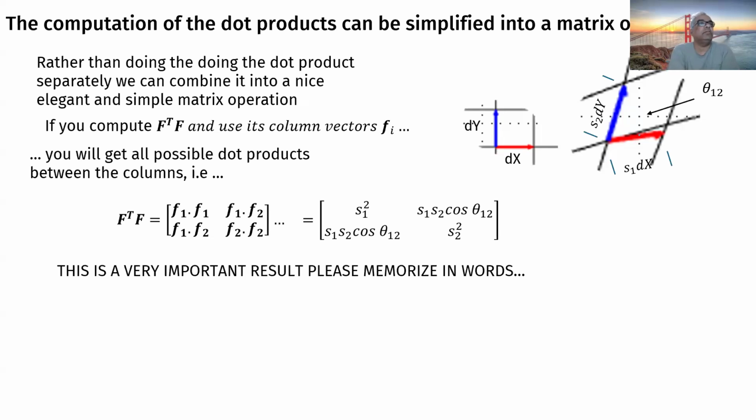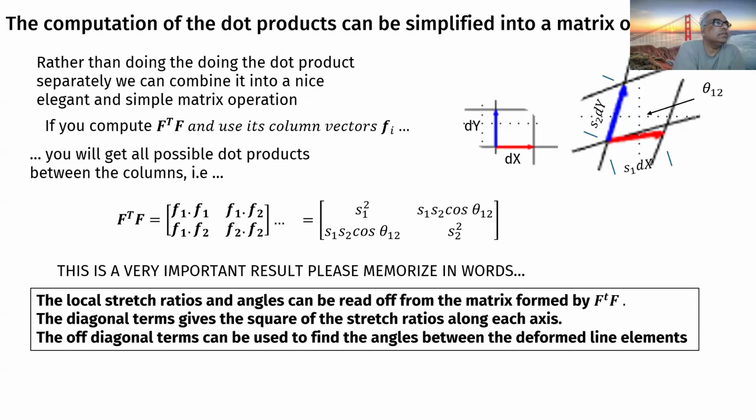This is a very important result. So please memorize this particular structure, and memorize it in words. The local stretch ratios and angles can be read off from the matrix formed by F transpose F. The diagonal terms give the square of the stretch ratios along the axes. Can you see S1 squared and S2 squared? And the off-diagonal terms can be used to find the angles, because it was S1 S2 cos theta 1,2. So once I know S1 and S2, I can find out cos theta. That's how it works.